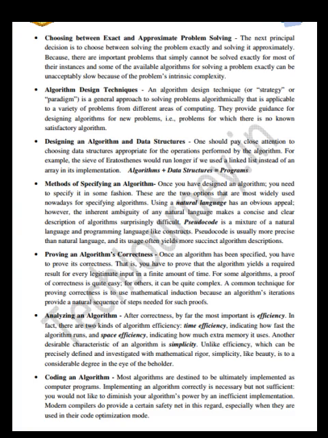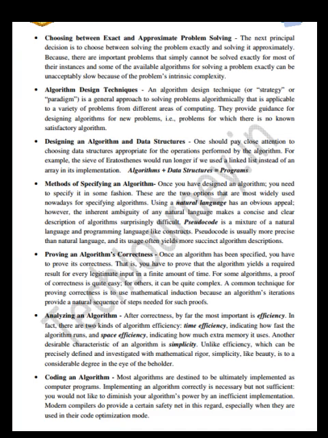Now let us see proving an algorithm's correctness. Once an algorithm has been specified, you have to prove its correctness. That is, you have to prove that the algorithm yields a required result for every legitimate input in a finite amount of time. For some algorithms, a proof of correctness is quite easy. For others, it can be quite complex. A common technique for proving correctness is to use mathematical induction, because an algorithm's iterations provide a natural sequence of steps needed for such proofs. Analyzing an algorithm. After correctness, by far the most important is efficiency.